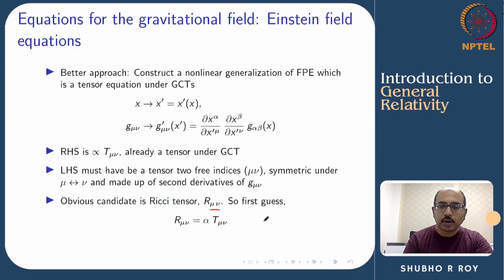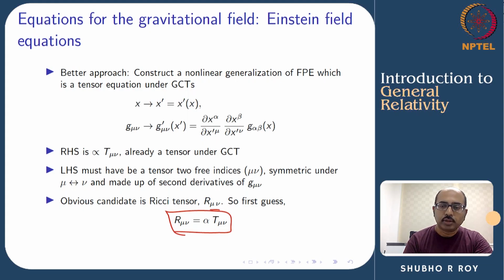So maybe the first guess in the field equation is R mu nu equals alpha T mu nu, where alpha is some constant. But this is actually what Einstein wrote as his first guess as well, just as we are guessing it.